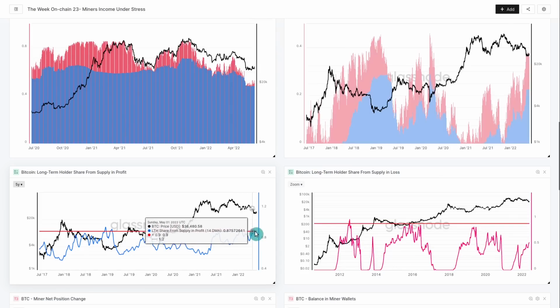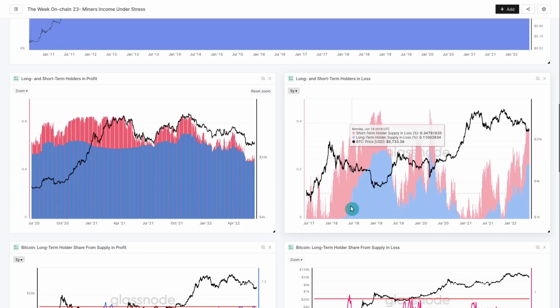And that's what this chart down the bottom is showing. This high level here is over 90%. That's showing that long-term holders own pretty much all of the coins that are in profit. That's what this is trying to describe.